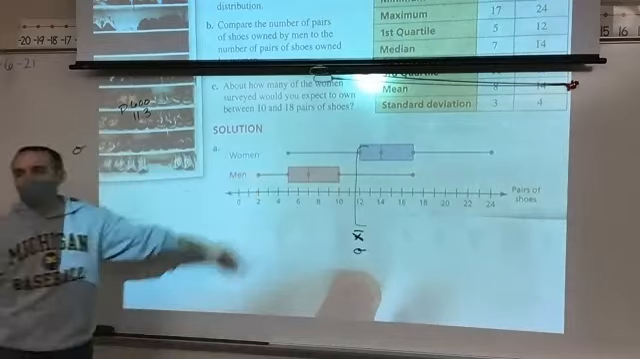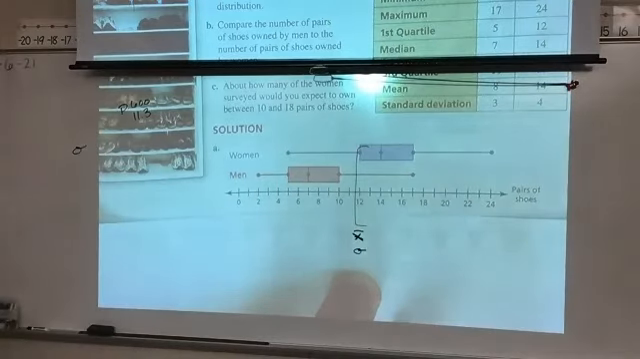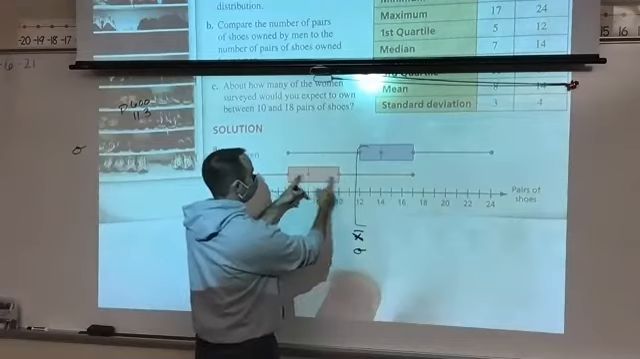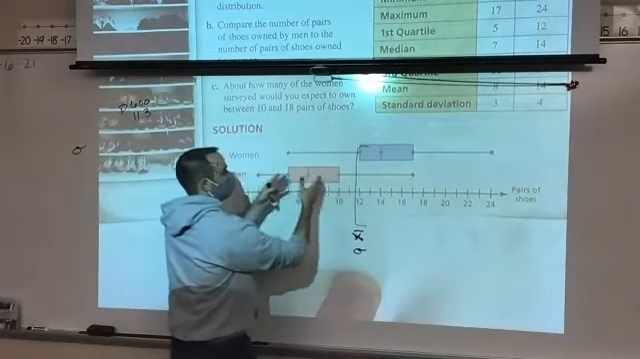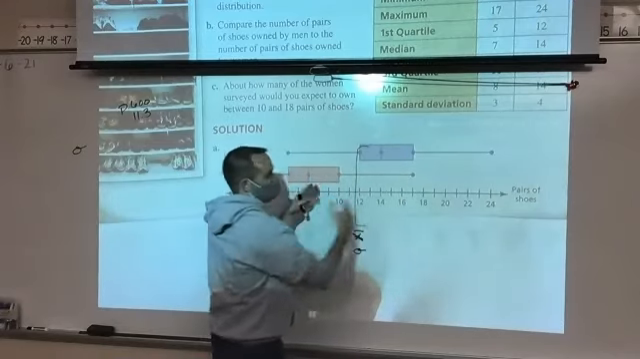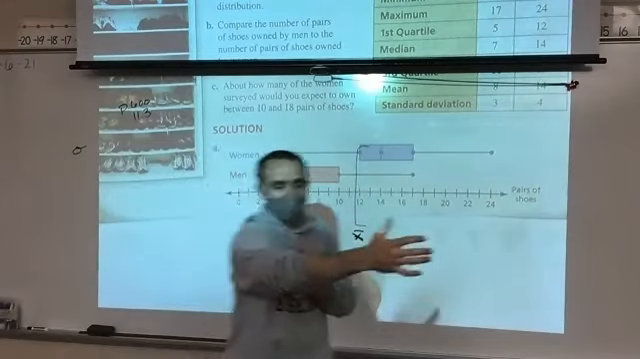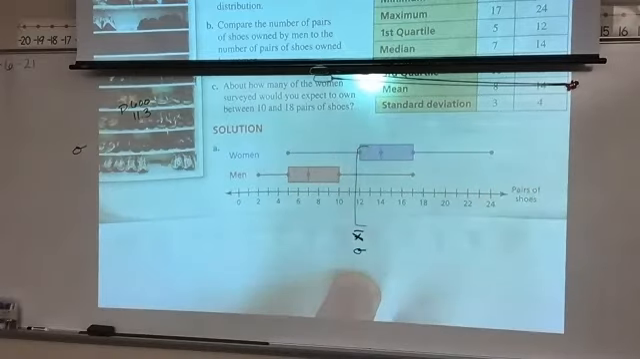How about for the men? How would we describe that? Yeah, it's skewed right. This is bigger than this. This whisker is bigger, right? This is kind of stretched that way. So it's stretched to the right, it's skewed to the right. So that's what we would do for that first question.